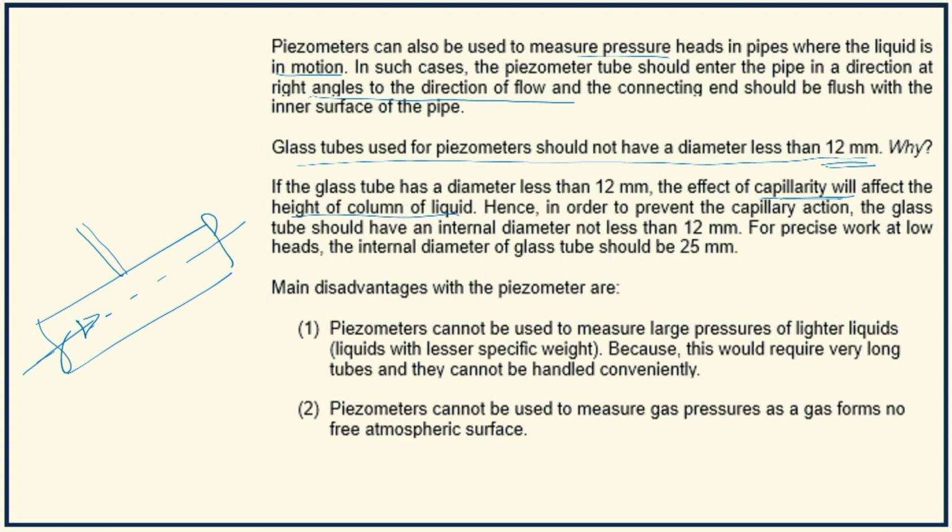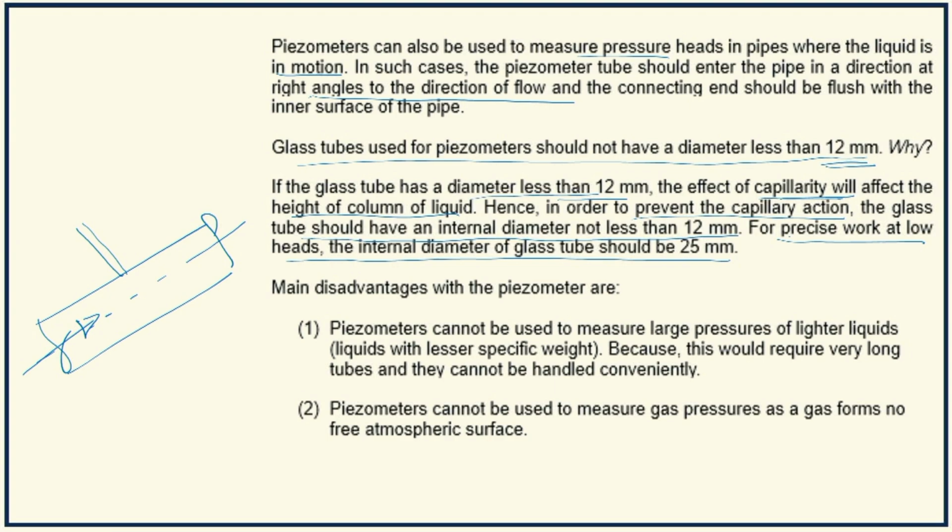Therefore, in order to avoid the effect of capillarity, the glass tube used for measurement of pressure in a piezometer or manometer should not have a diameter less than 12 millimeters. In order to prevent the capillary action, the glass tube should have an internal diameter not less than 12 millimeters. For precise work at low heads, the internal diameter of the glass tube should be 25 millimeters.